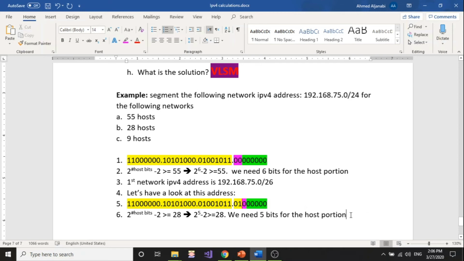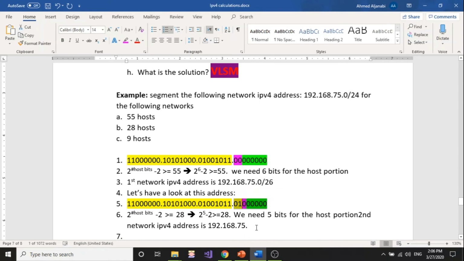Now, what will be the second network IPv4 address? Well, let's just start and take it easy. 192.168.75 dot. Well, let's look at this number here. If I want to change this to be decimal, what is that going to be? It's going to be 64.